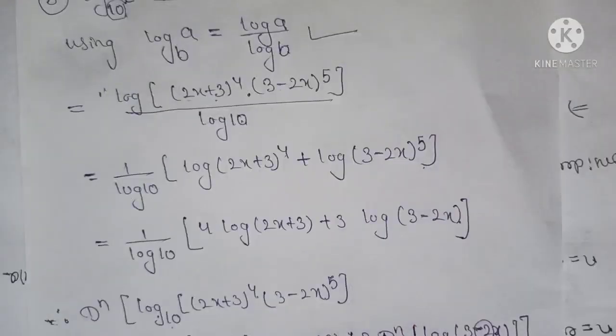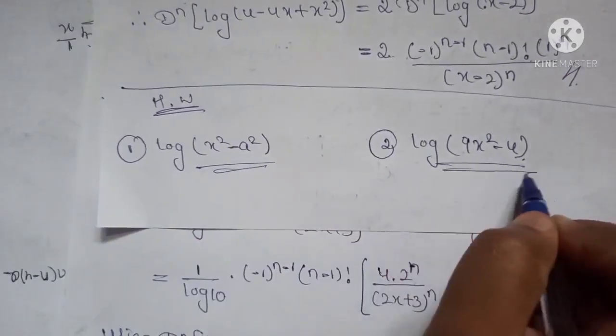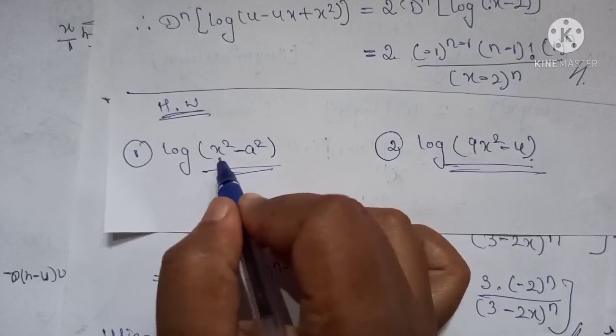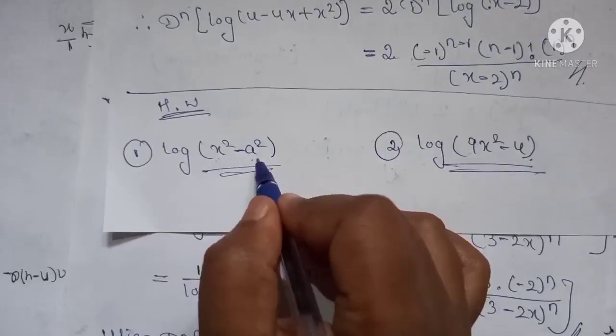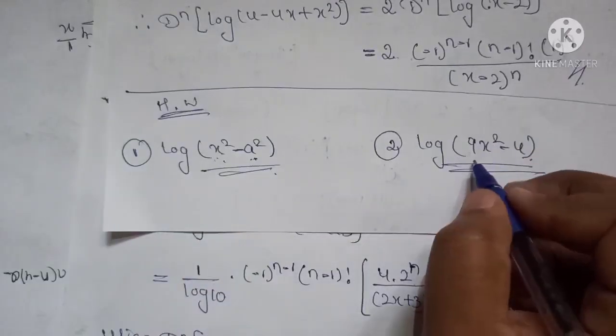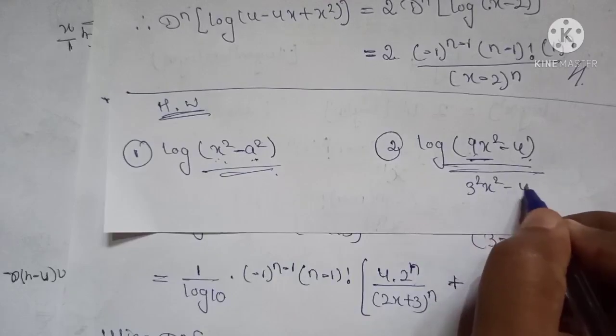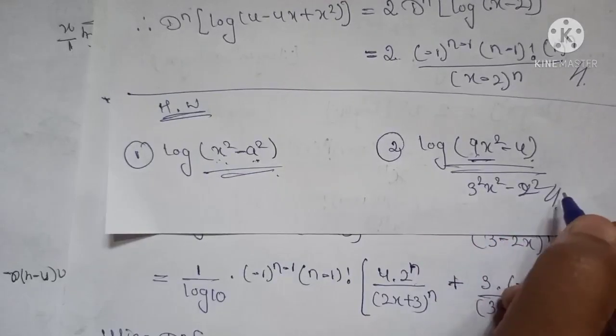Okay, now try these two problems by yourself. Express this in the form of brackets. It is in the form of a square minus b square, (a + b)(a minus b). Here also you can express this one as 3 square x square minus 2 square. Again it is in the (a + b)(a minus b) form.